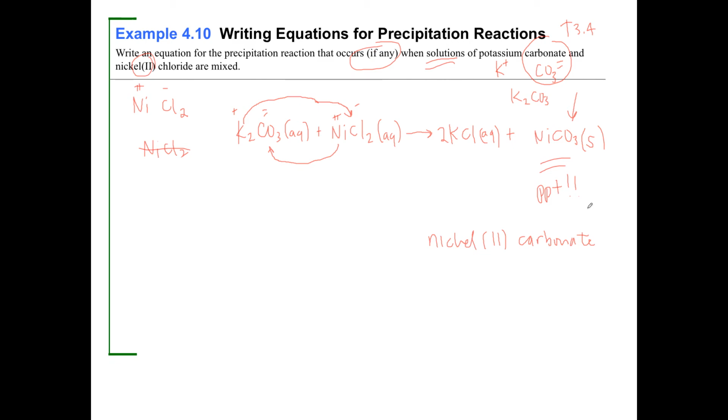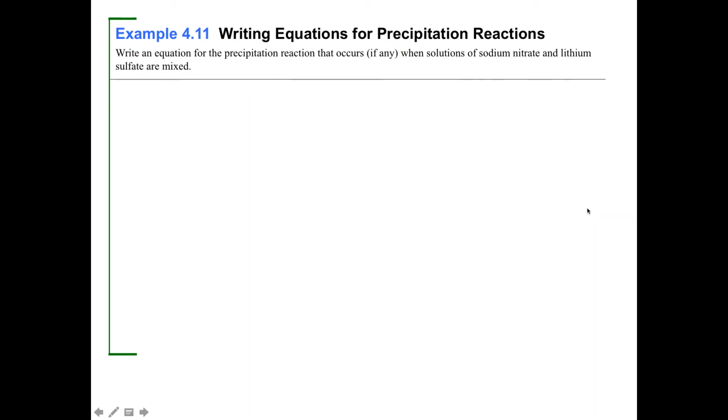We've got one more example to do here before this video is over. So let's go on to the next one, 4.11. Write an equation for the precipitation reaction that occurs, if any, when sodium nitrate and lithium sulfate are mixed. So again, it's solutions, which means they're aqueous.